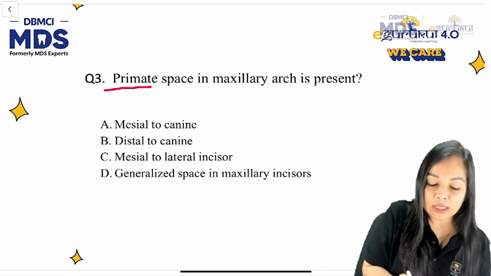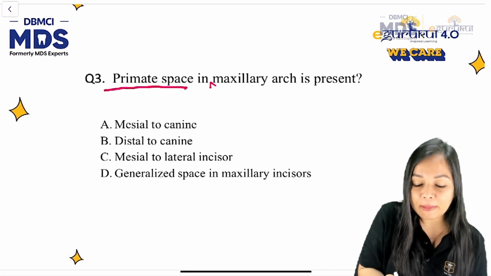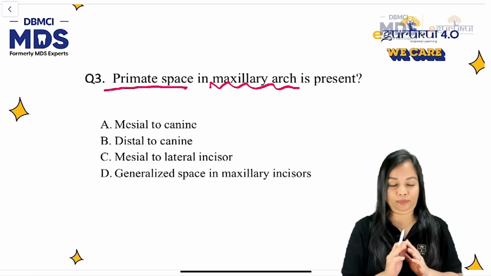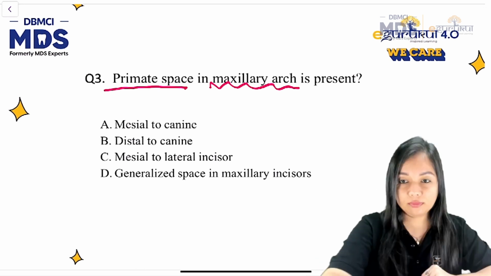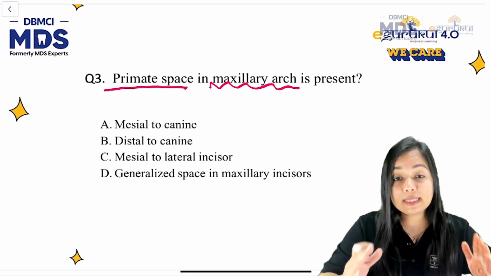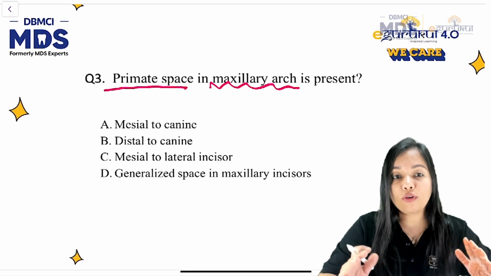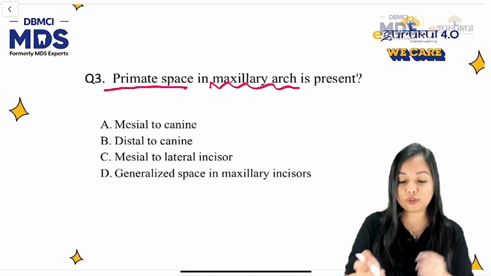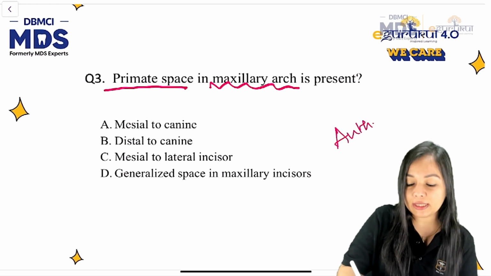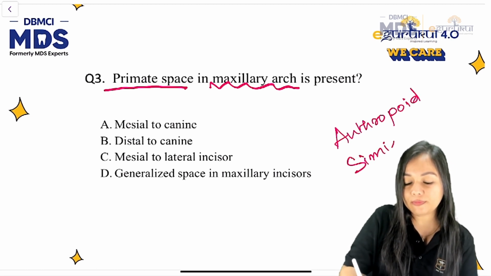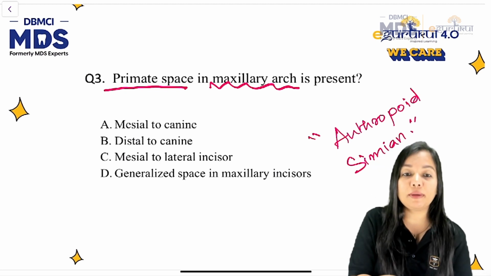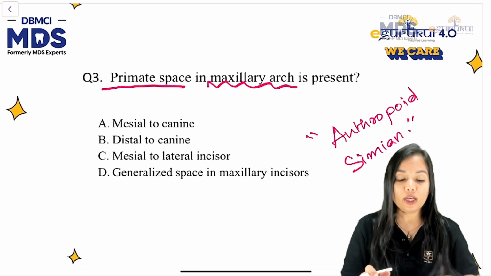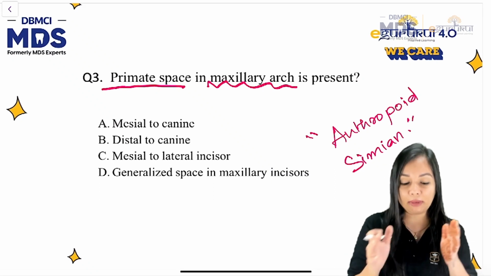Okay, so you've been asked about primate space in the maxillary arch. As we've read, there are primate spaces in the maxillary and mandibular arch of the primary dentition, which are also called the anthropoid spaces or the simian spaces. So these are the naturally occurring spaces in the primary dentition. Okay, so these are present in maxillary and mandibular arch.